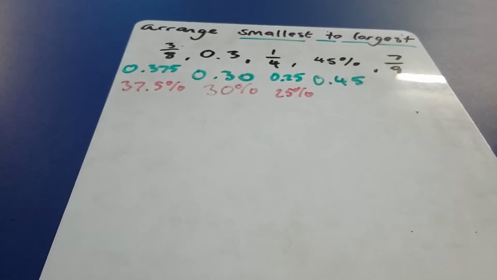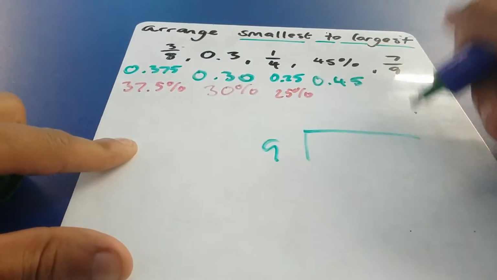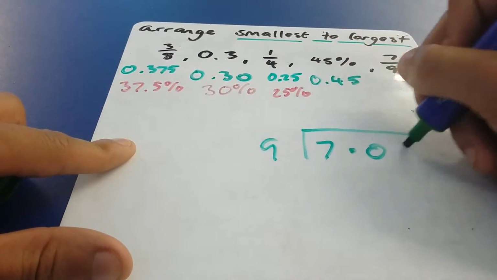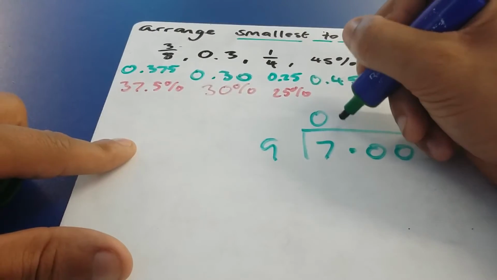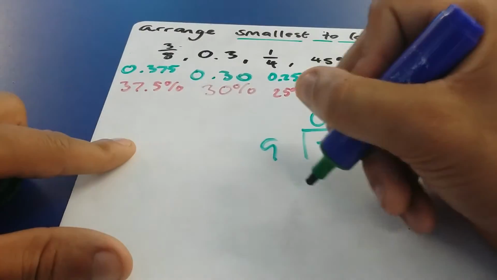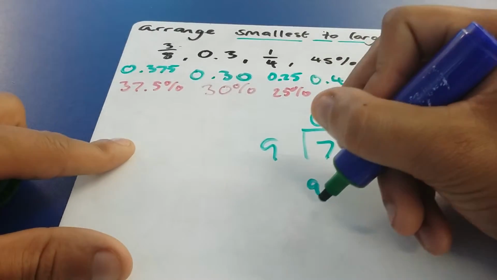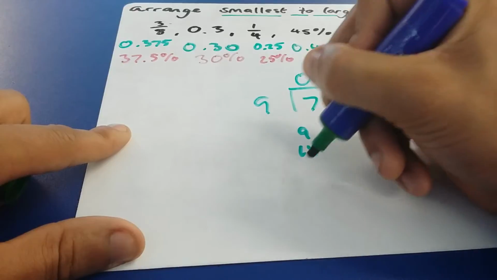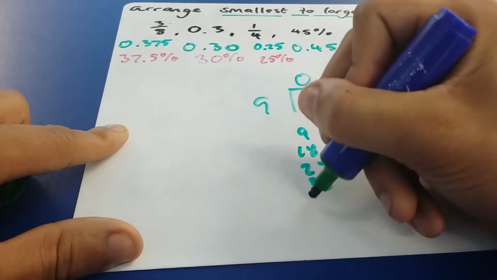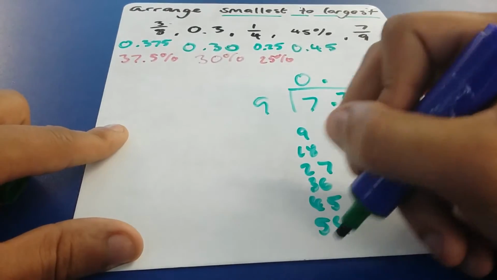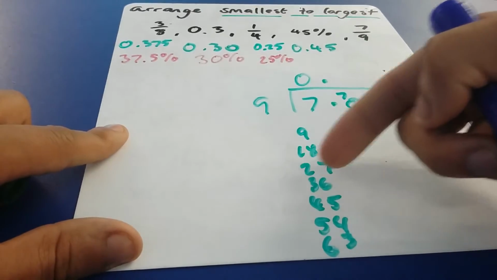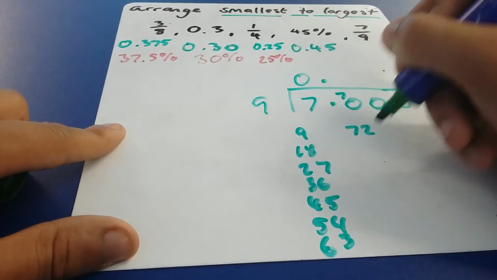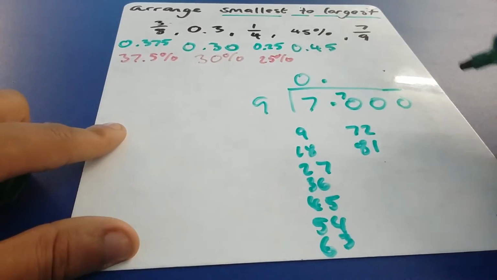And finally we have 7/9 over here. So set up 9 on the outside, 3 zeros. 9 into 7 goes 0 times, remainder 7. Right, write the 9 times table out: 9, 18, 27, 36, 45. Notice how the digits in the 9 times table all add up to 9. 1 and 8 is 9, 2 and 7 is 9, 3 and 6 is 9. It's a good way of checking that you've got your 9 times table sorted.